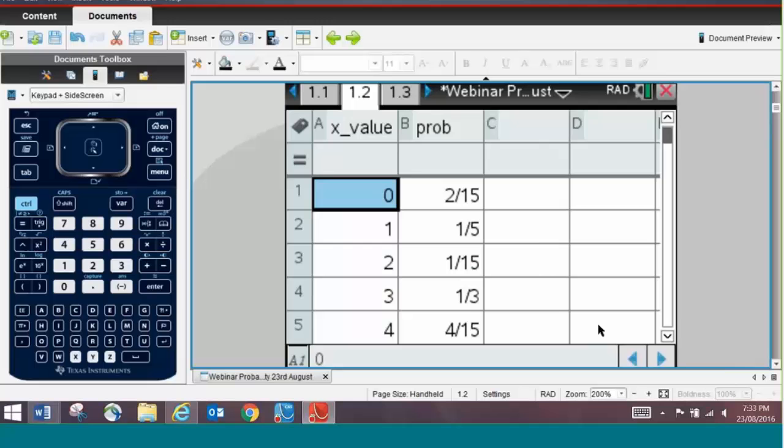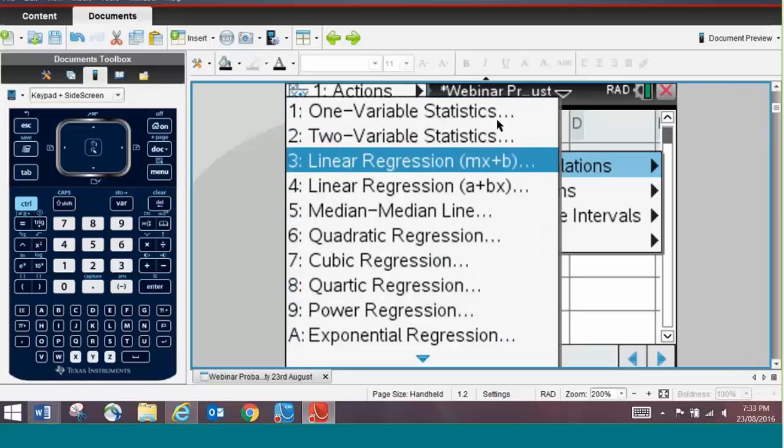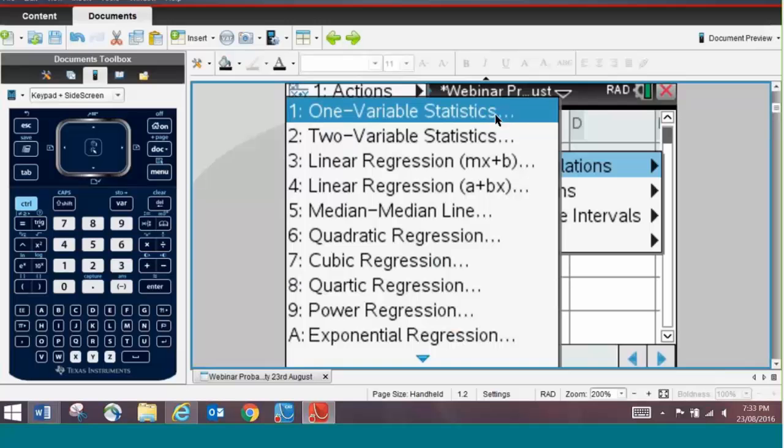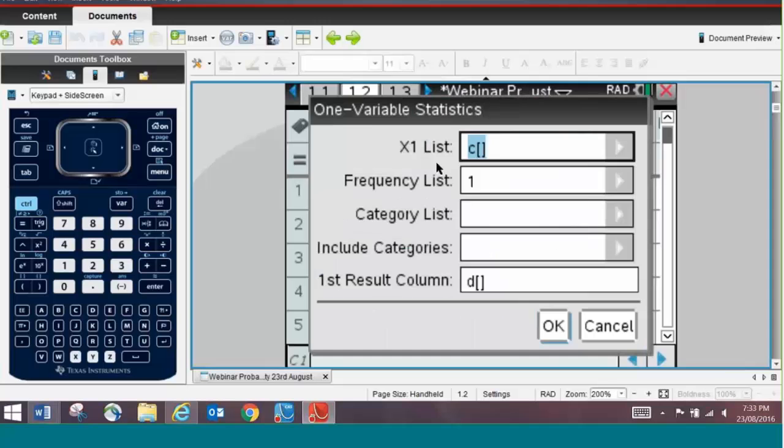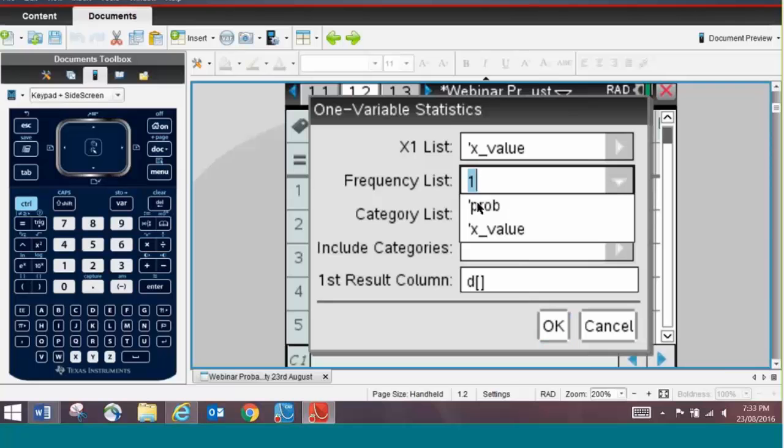So I've actually entered those values 0, 1, 2, 3 and 4 in, I've called that particular list the X value list, and then I've put in those associated probabilities. Notice I've slotted in the 1/3 there. So with finding the stat calculations, one of the things that is very useful is the one variable statistics. I've got just the one list, which is my X value, but my frequency is the probability, and that's going to pop that into result column D.